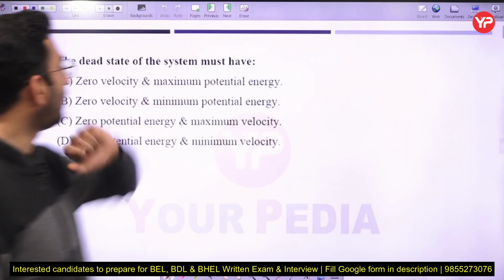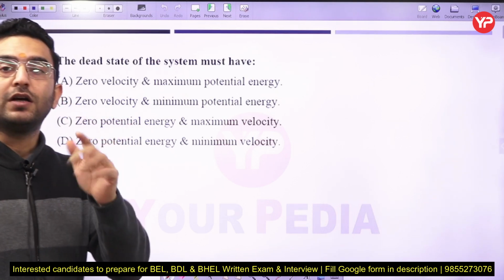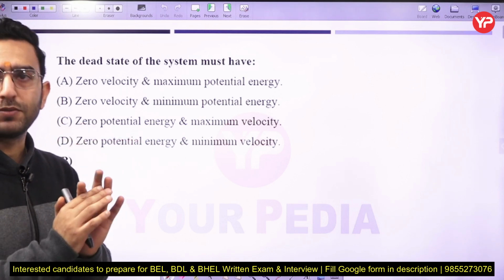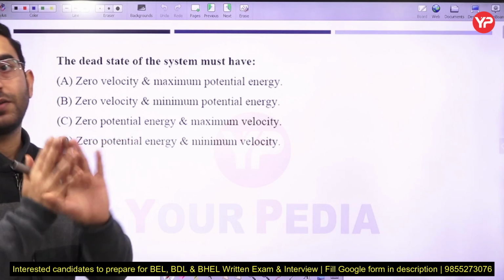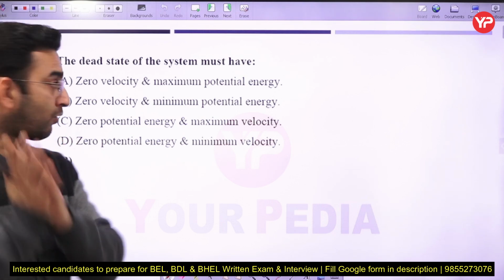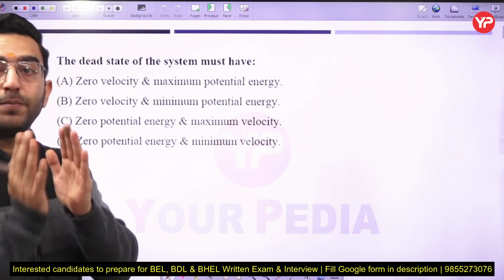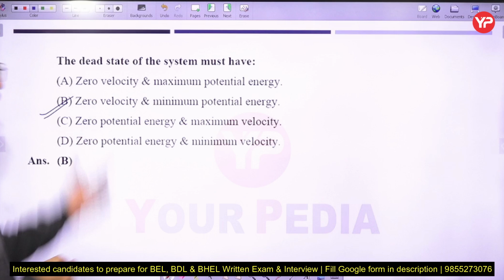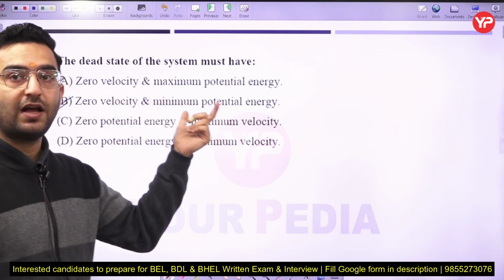Next part, the dead state of a system. See, the dead state of a system is that state where the total system has come into the equilibrium state. There will be a mechanical equilibrium, a thermal equilibrium, as well as a chemical equilibrium. Corresponding to that condition we have zero velocity, along with a minimum potential energy. So option number B is the correct one. Zero velocity, that is zero kinetic energy, along with minimum potential energy at that particular condition.